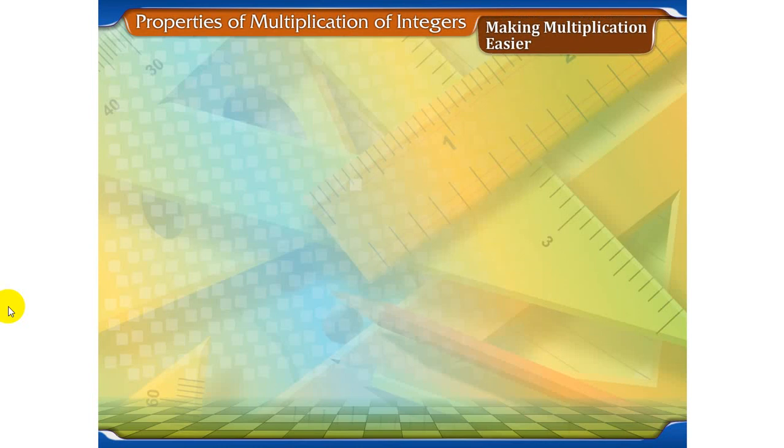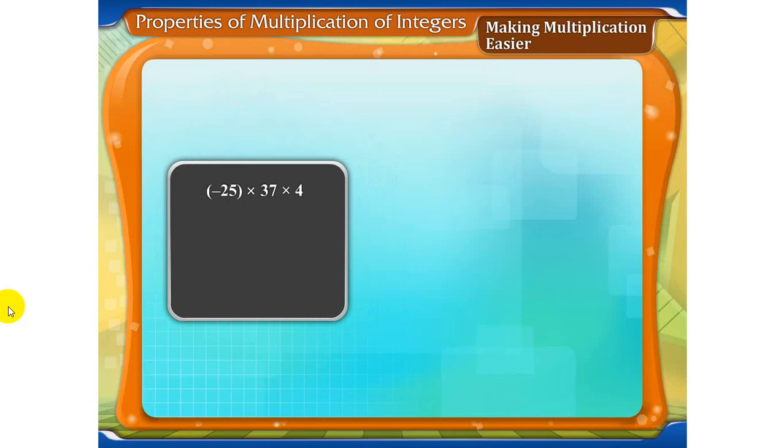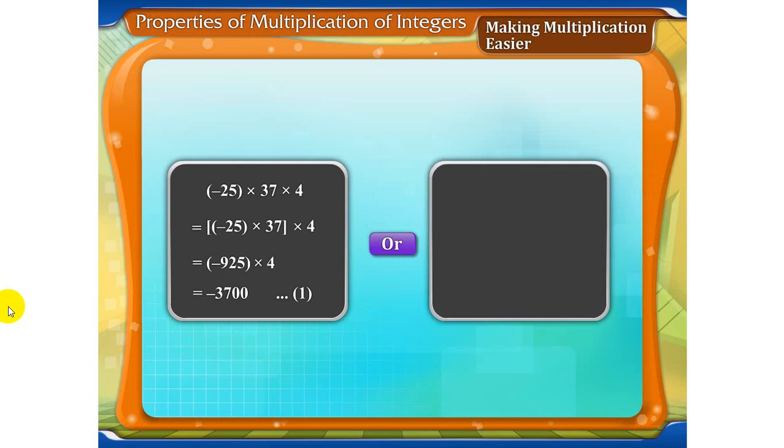Making multiplication easier. Consider negative 25 multiplied by 37 multiplied by 4. This is equal to (negative 25 multiplied by 37) multiplied by 4, which is equal to negative 925 multiplied by 4, which is equal to negative 3700. 1. Or we can do it this way.